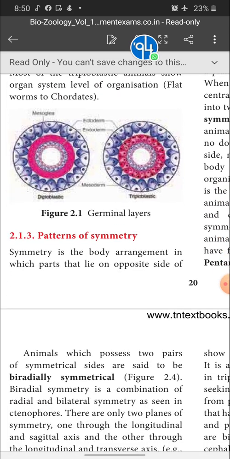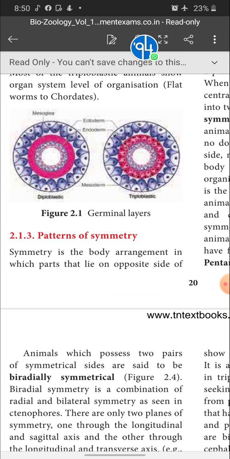Next, pattern of symmetry. What is meant by symmetry? Symmetry means dividing into two equal parts. In general, we can speak about symmetry like this. Dividing anything into two equal parts is included in symmetry, we can say. So here, what does symmetry mean?